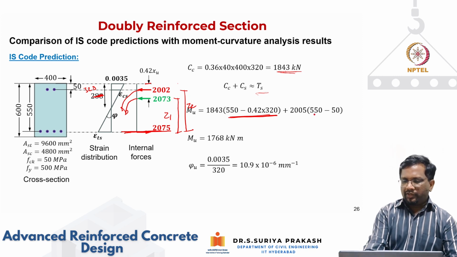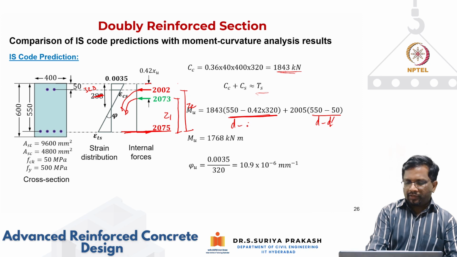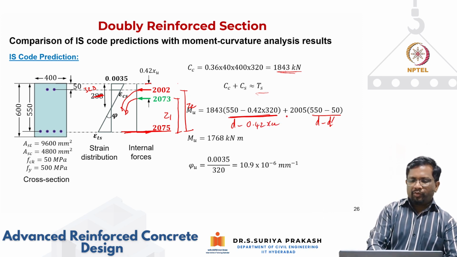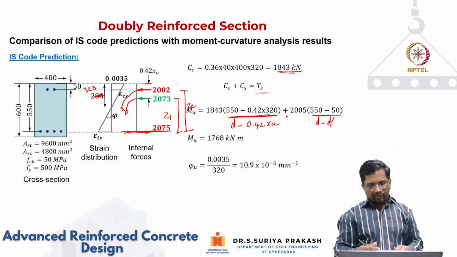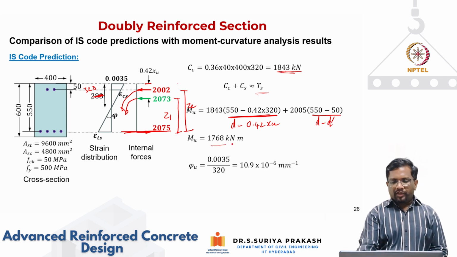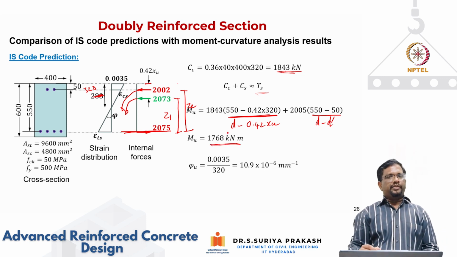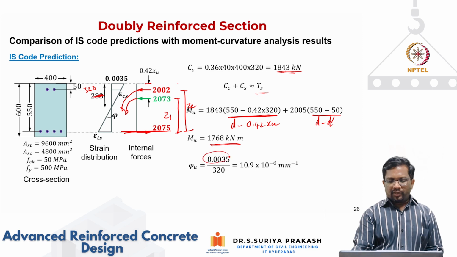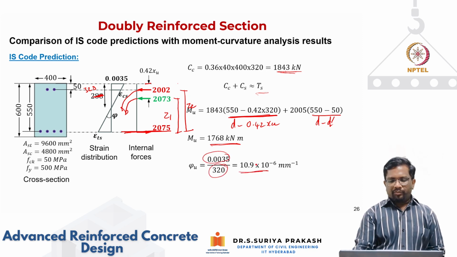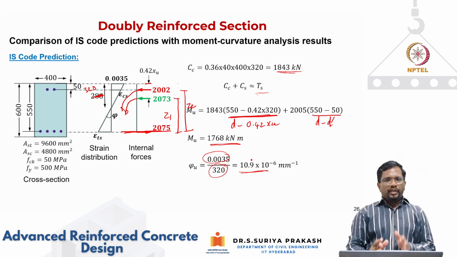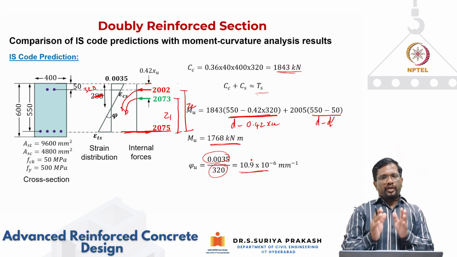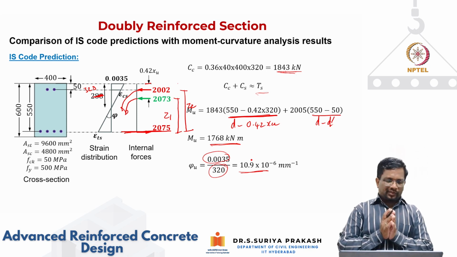What is Z2? Z2 is nothing but D minus D prime. So this is D minus 0.42 XC. Because I'm taking moment about the tension steel, the tension force will not come into the moment equation. So you get a moment resistance of 1768 kilonewton meter. Now we know the curvature is 0.0035 by XU, which is 10.9 into 10 to the power of minus 6. This is the capacity that we can calculate from your IS code design stress strain curves.